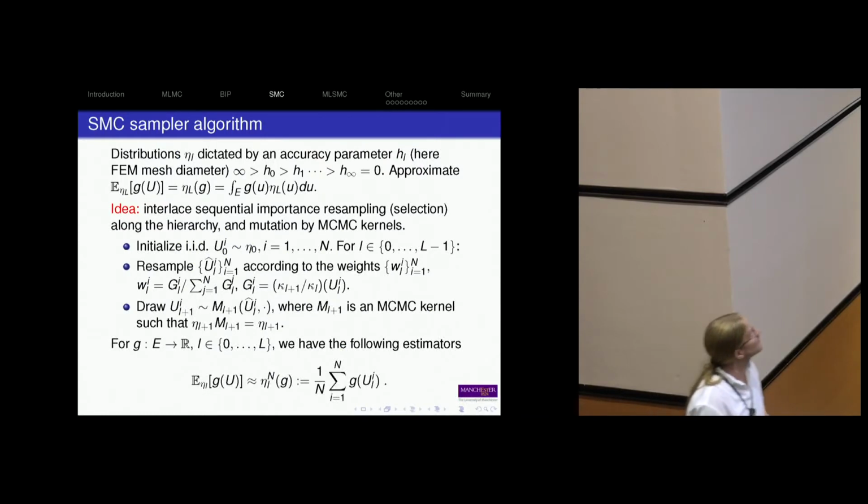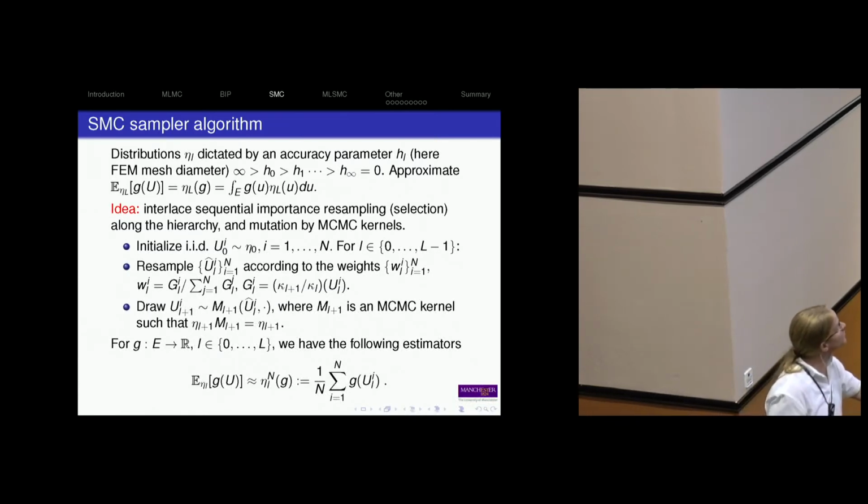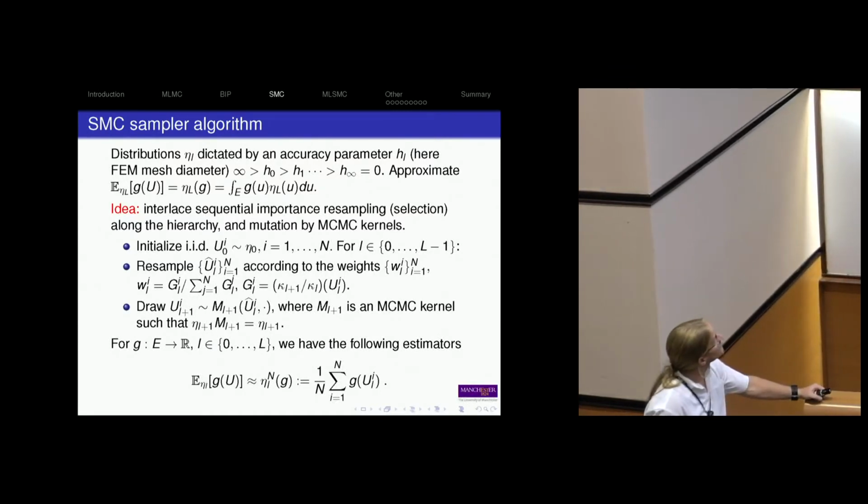All right, so SMC samplers. I just have this one slide, and I think that this is good because everybody here should pretty much know what I'm talking about. So the distributions E to L. Here we're going to let the distributions E to L be dictated by an accuracy parameter, the finite element mesh diameter. So the method's general, but I'm putting it in the context of the example I introduced in the previous slide.